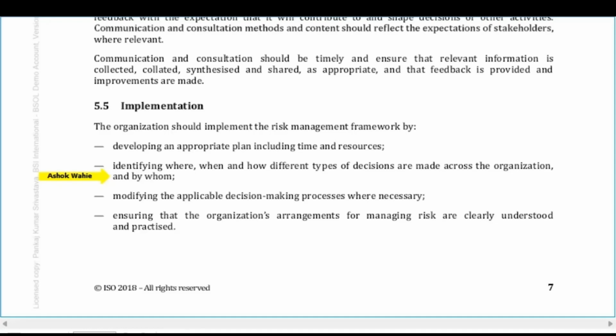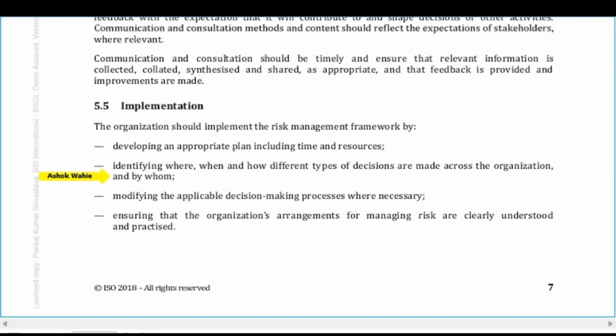So, how do you take a decision to give a contract? How do you take a decision to go for mergers and demergers? How do you take a decision to buy new technology? So, all these are decision points. So, where, when, and how different types of decisions are taken across the organization and by whom. So the risk management framework should be implemented there. Before they take a decision, they should consider the risk which is involved in taking that decision.